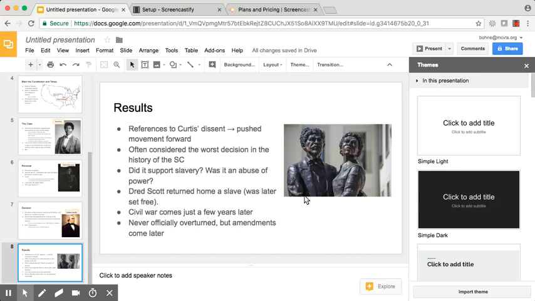You have the 14th Amendment, which declares anyone born in the U.S. a citizen, and that states cannot deny any person equal protection of the laws. So the 14th Amendment overturns it in its own way. You also have the 13th Amendment, which abolishes slavery. So that addresses this as well. Okay, so like I said, this is a really hugely important case.